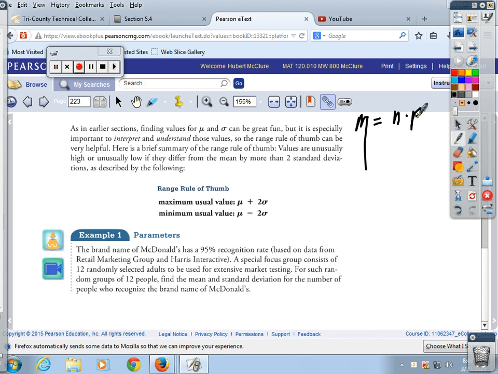Alright, you got two numbers here. You just got to figure out which one's N and which one's P. Which one will always be P? Percentage, area, or probability will always be P. So P is 0.95, and 12 is your N.